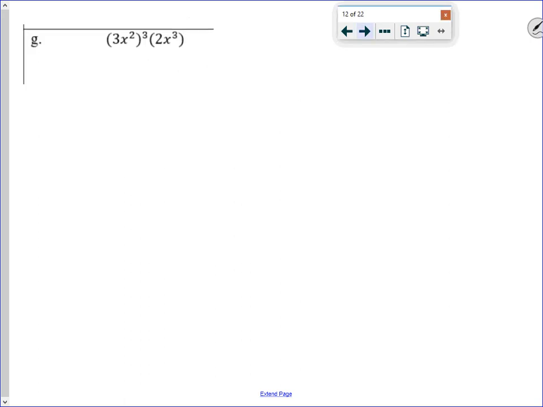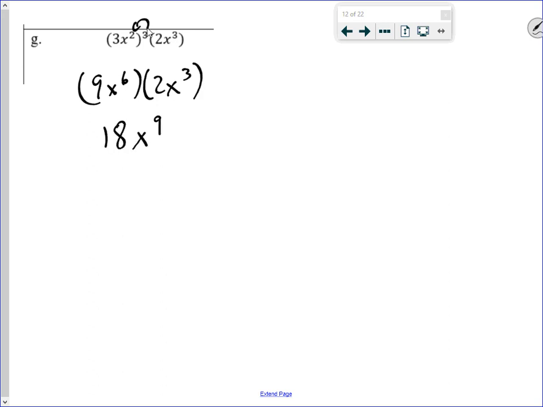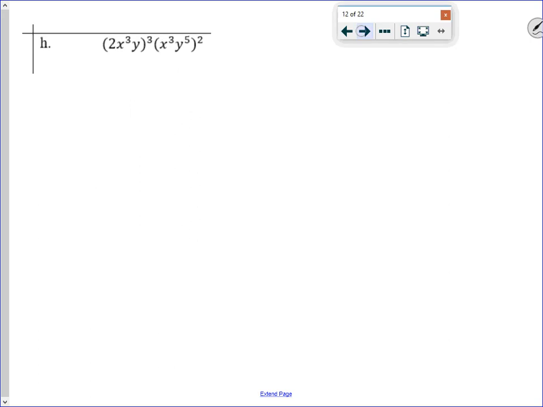Right. For this one, I'm raising a power to a power, so this will be 9x to the 6th times 2x to the 3rd, and that'll be 18x to the 9th power. Wait, I messed that up. Sorry. This isn't squared, this is to the 3rd power, so this is 27x to the 6th. So this is all 54x to the 9th. My apologies.